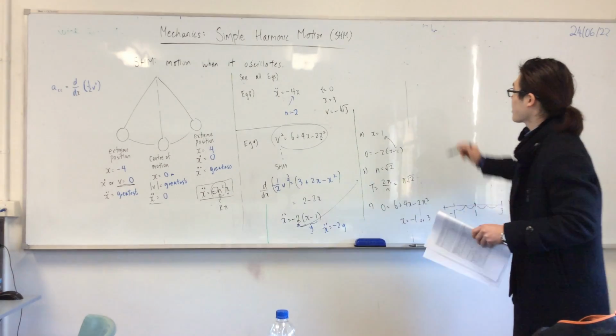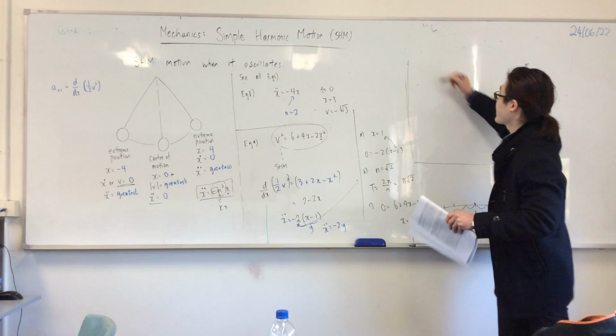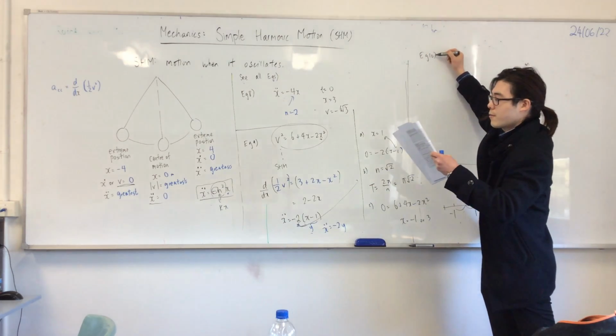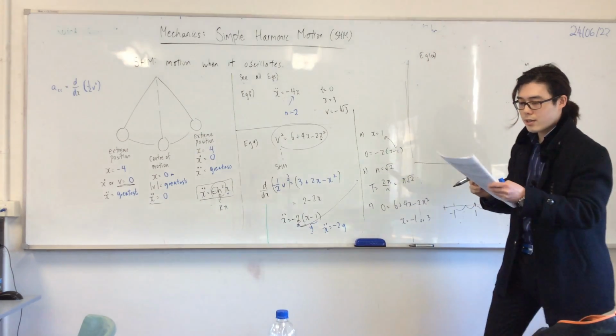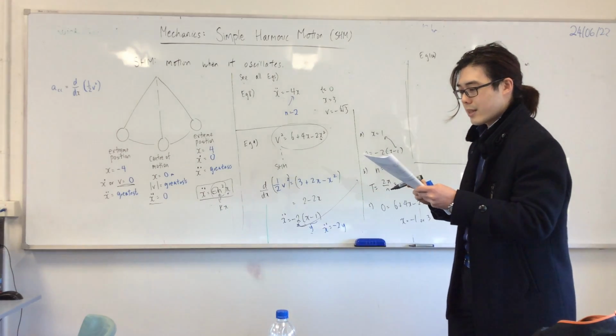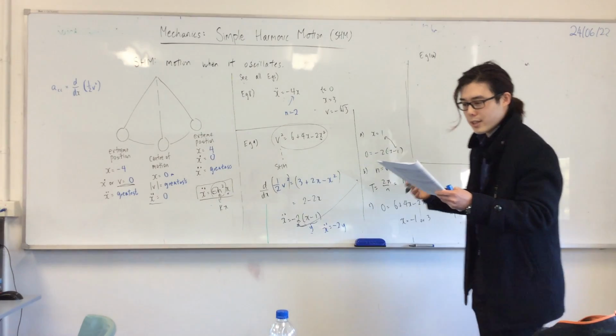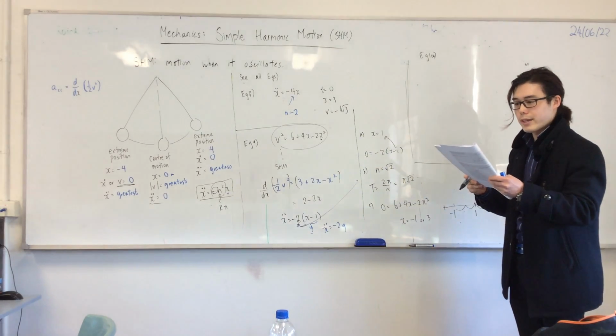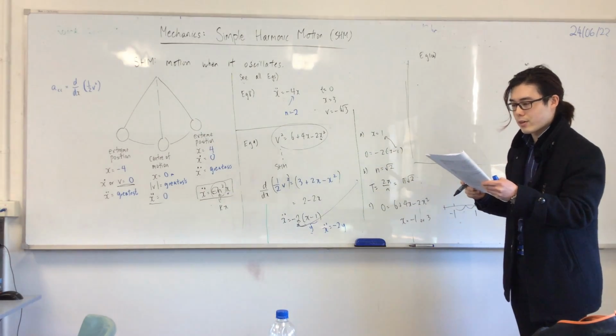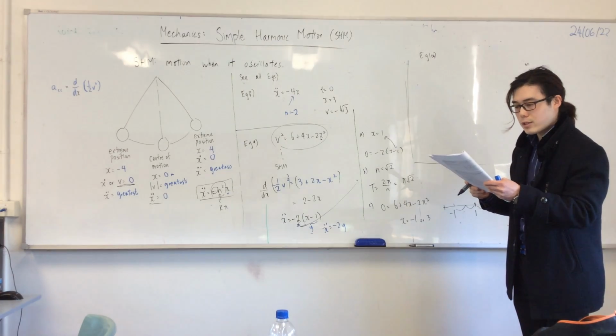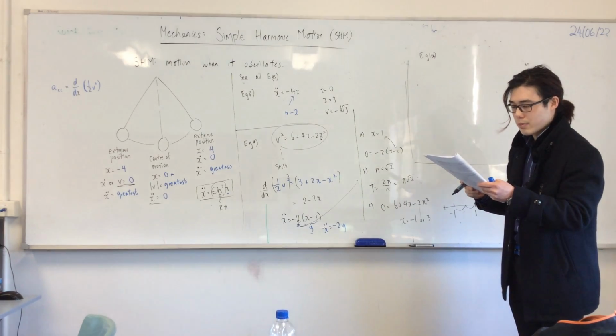Example 10, I just don't like the way they laid it out. Example 10, the first part is show that 3 cos 2t plus 4 sin 2t equals that. I don't like the working out. You just have to go back to our 3-unit trigonometry and you'll get that straight away. Very confusing. And then once you prove that, show that the motion is simple harmonic.